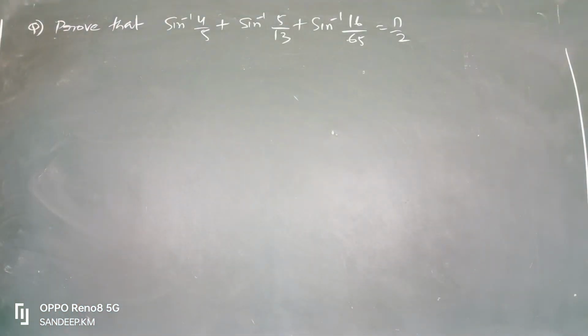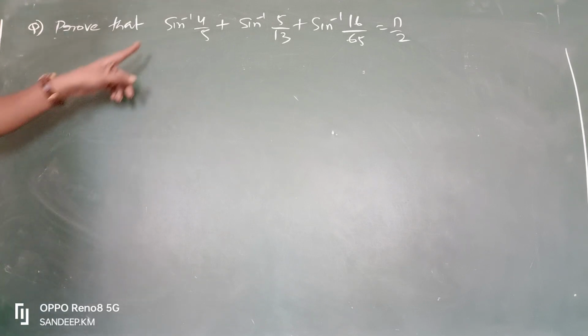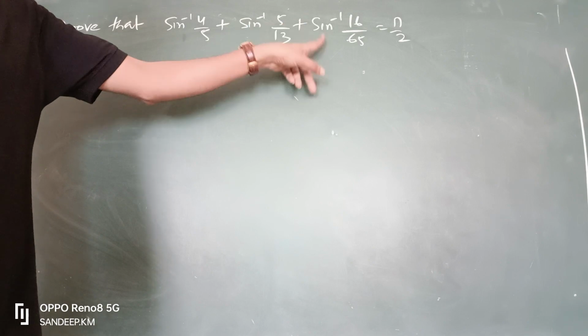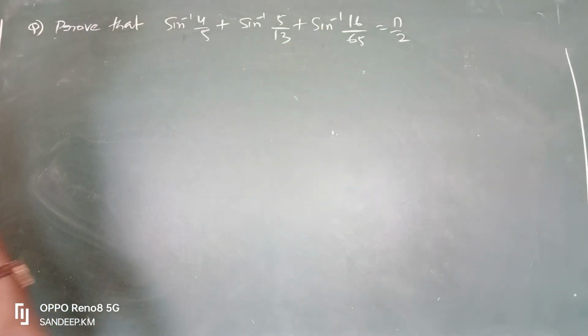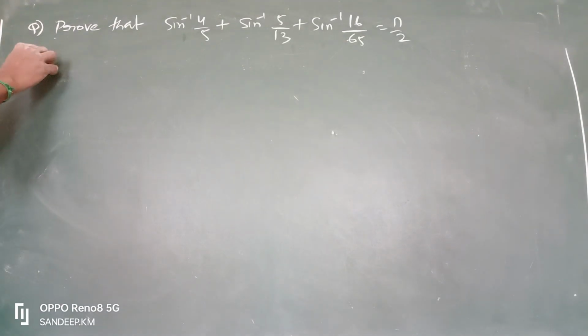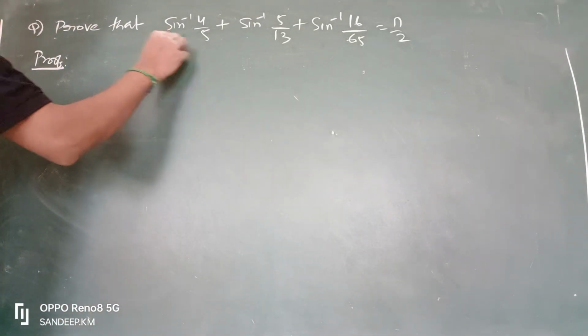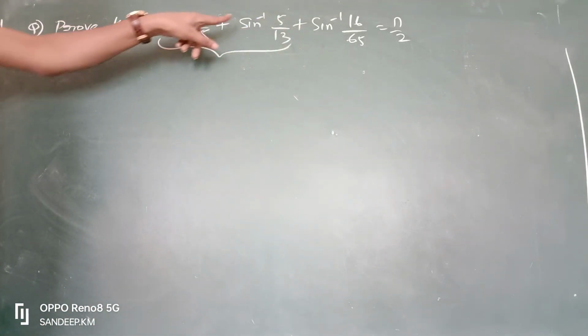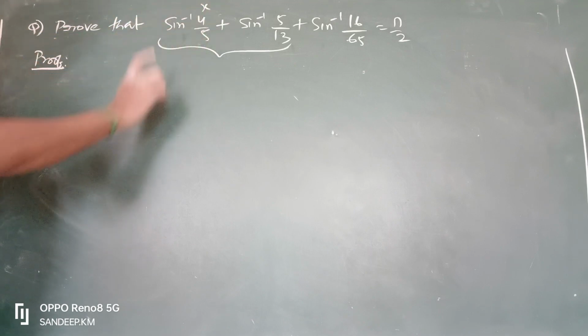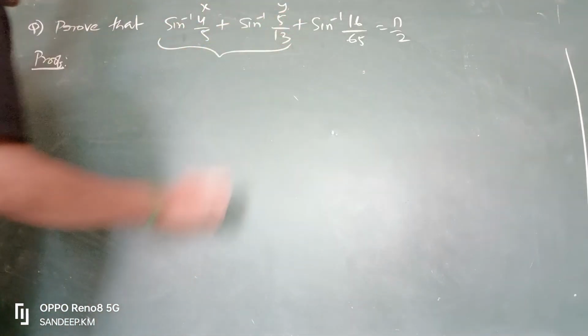Here is a question. We have to prove that sine inverse 4 by 5 plus sine inverse 5 by 13 plus sine inverse 16 by 25 is equal to 90. Okay, so let us see how to prove it. We will go for the proof, and before finding what is sine inverse 4 by 5 plus sine inverse 5 by 13, you can take x as 4 by 5 and y as 5 by 13.